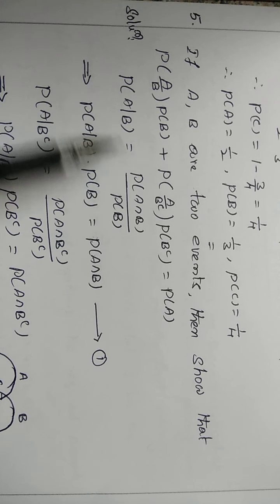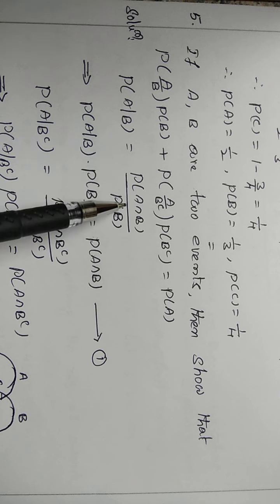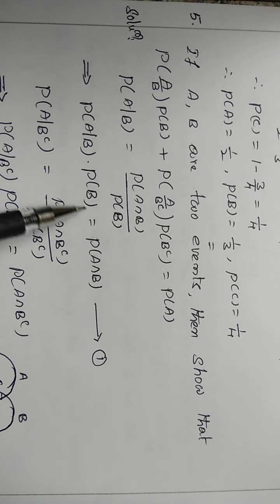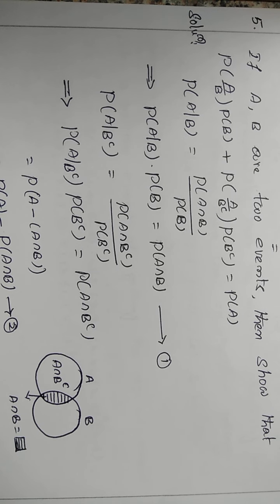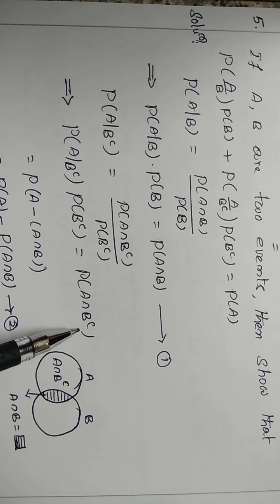P of A by B is equal to P of A intersection B by P of B. This is conditional probability. We do cross multiplication. P of A by B into P of B is equal to P of A intersection B. Equation number 1. P of A by B complement is equal to P of A intersection B complement by P of B complement. That implies, again doing cross multiplication, P of A by B complement into P of B complement is equal to P of A intersection B complement.